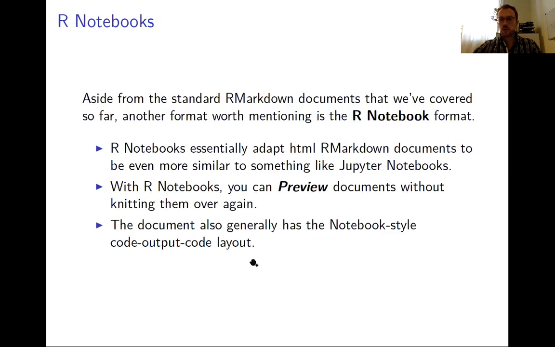R notebooks are also kind of similar. You can also combine text and output. The only difference is that you can preview the document without having to knit it over and over again. And this is very similar to Jupyter notebooks. If you have been using, for example, Python before, you might have used a Jupyter notebook to combine text and Python code and Python output in one document.